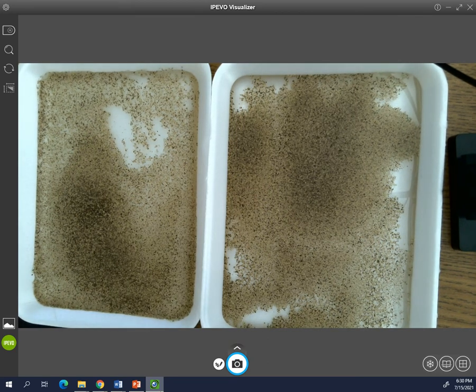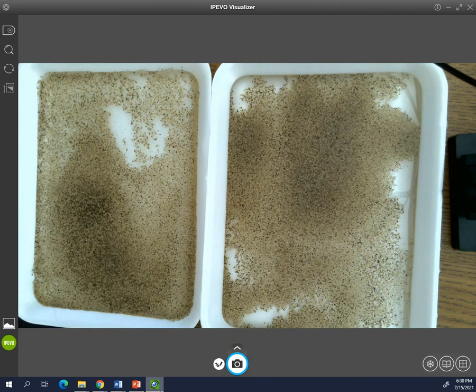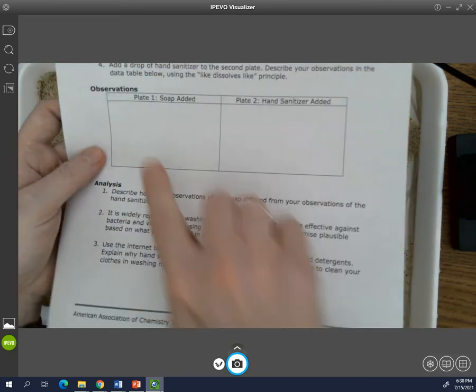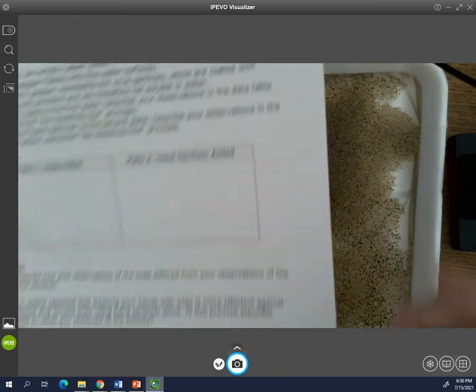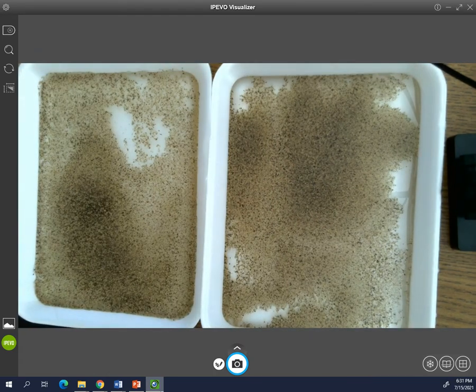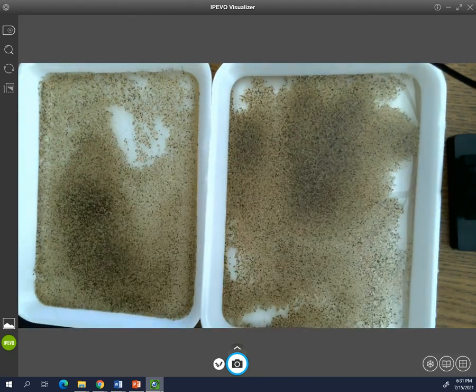Okay, so we're going to use a drop of soap into the first plate. So we'll make this first plate the soap plate. And before I do that, I need to make sure I'm going to be describing my observations in the data table listed. This is going to be the data table. So I need to observe as I'm doing the lab, the soap versus the hand sanitizer being added. The lab says use the like dissolves like principle whenever we are describing this procedure. So we're going to use soap in the first tray, hand sanitizer in the second tray here.